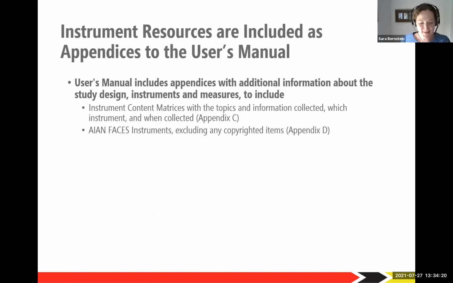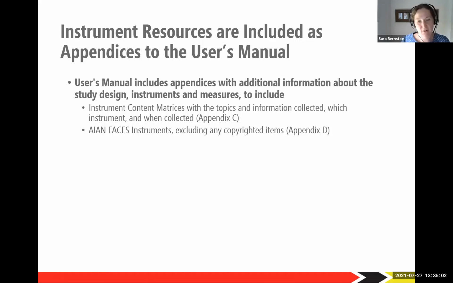So the user's manual includes 6 appendices that provide additional information about AIAN FACES 2019 and the data on the data file. The first 4 of these focus on the study design and the instruments and measures. So I'll focus on 2 that will be, I think, of most interest here. Appendix C contains an instrument content matrix for each of the study instruments. And it's hopefully a quicker way to identify the types of measures and constructs that are included in the study. So the information in the content matrices would provide a way to quickly identify the kinds of questions you could answer using the data.